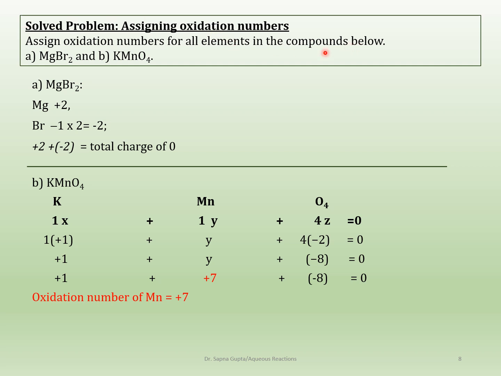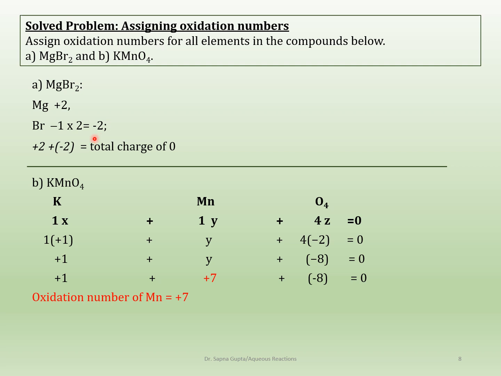So here is a problem. Assign the oxidation numbers for all the elements in the compounds below. The first one is magnesium bromide, and then potassium permanganate. Let's take magnesium bromide first. Magnesium is a main group element, and so is bromine, so we don't have much to worry about. I wanted to do this example to show you that you really should not be stressing out too much, because magnesium is in group 2, so it should be +2, and bromine is in group number 7, so it should be -1. And since you have 2 of those, the total charge is -2.